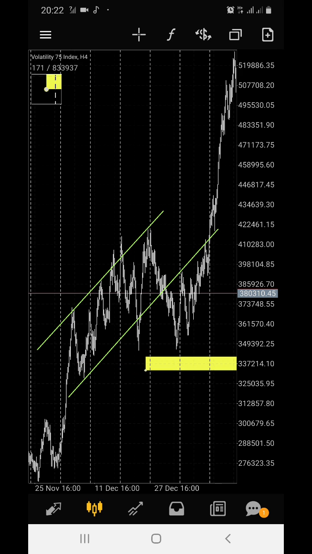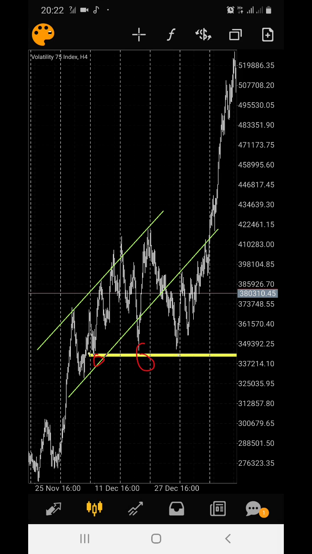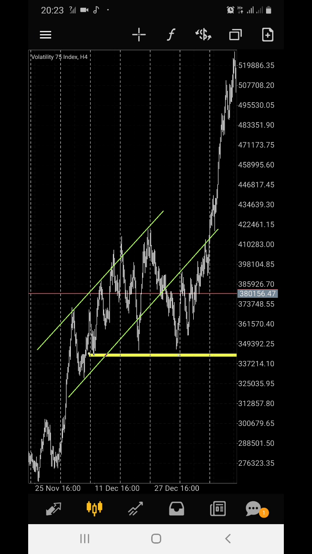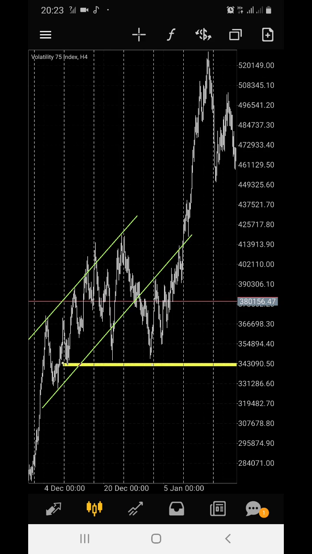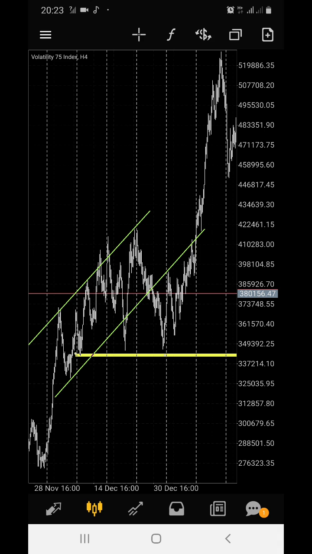Remember, V75 respects zones. It has full respect for zones. It bounced here for the first time, bounced here for the second time. This is the first bounce, this is the second bounce, and this is the third bounce. The first bounce, the second bounce, the third bounce, and we expect more bounces. Why? Because this is an area of value. Whenever it gets to this point, it is bouncing, it is respecting that zone.